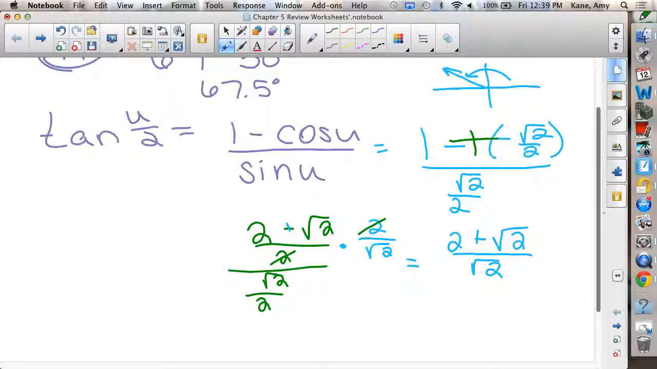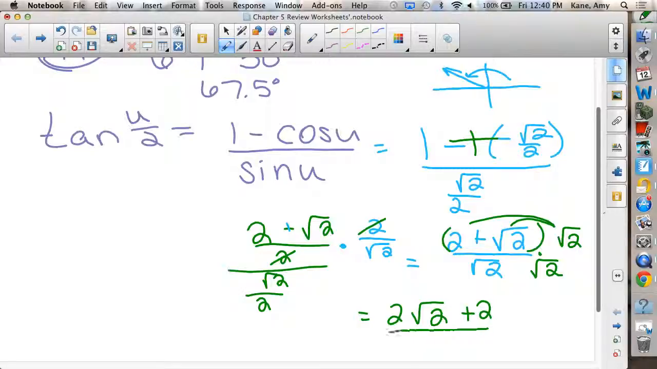So the last thing here, there's still a square root in the denominator, and that square root isn't allowed to be there. So you're multiplying the top by the square root of 2, bottom by the square root of 2. So I have 2 times the square root of 2. And then the square root of 2 times the square root of 2 is 2. On the bottom, the square root of 2 and the square root of 2 is also 2.